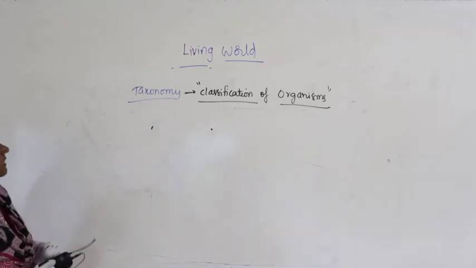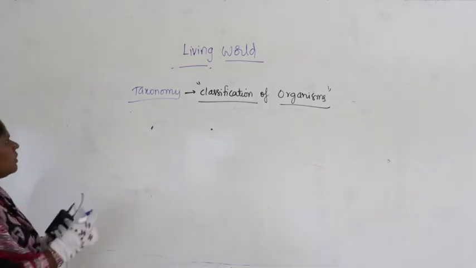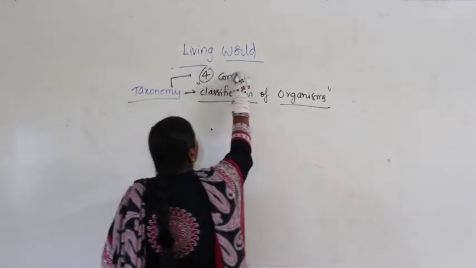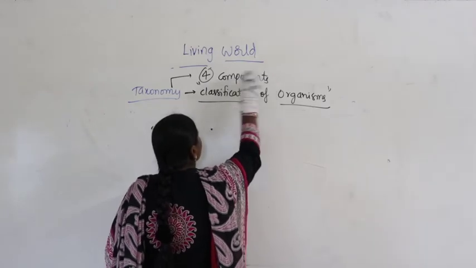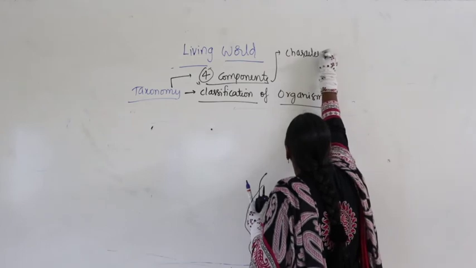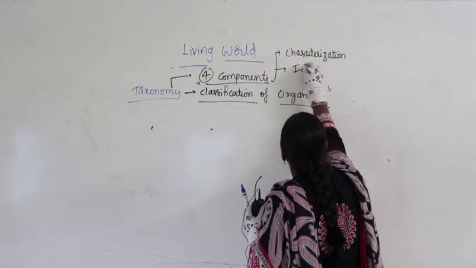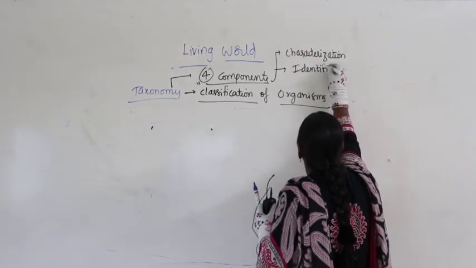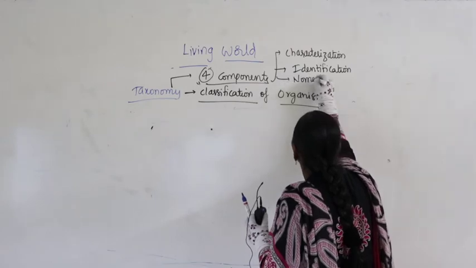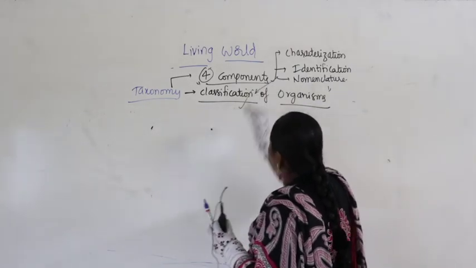So when you see classification of organisms, importantly we need to discuss the 4 components. Again I am writing in the sequence. Here we have to study characterization, followed by identification, then nomenclature, followed by the last one, classification.